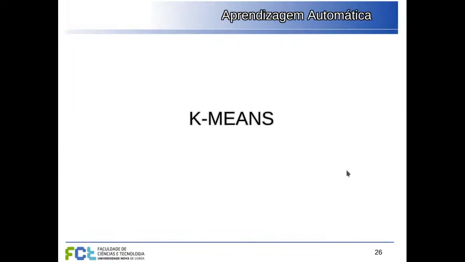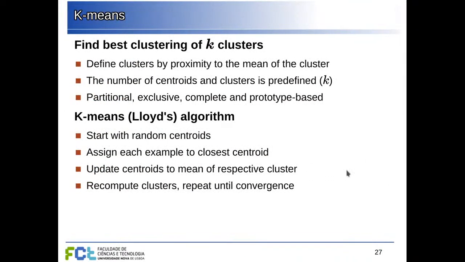Okay, so let's see a concrete example, k-means, one clustering algorithm that is very easy to understand, so it's a good starting point for this. We want to find the best clustering, that is the best group of clusters for k clusters, where k is a number that we define initially. And we want to specify these clusters by proximity to the mean point of the cluster.